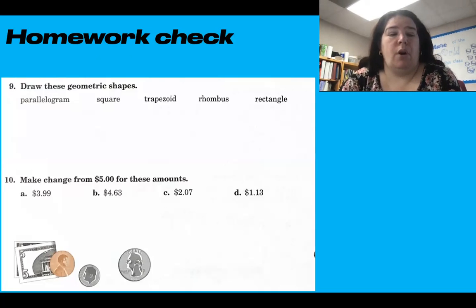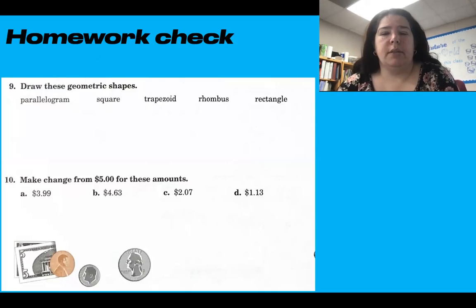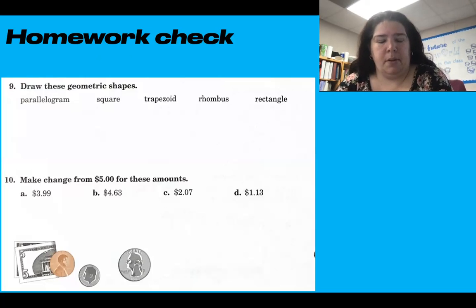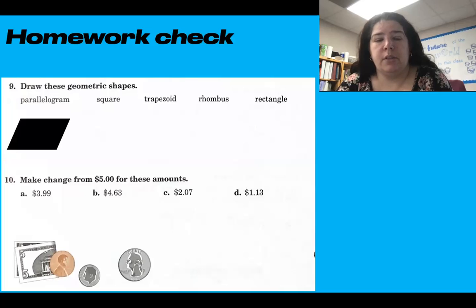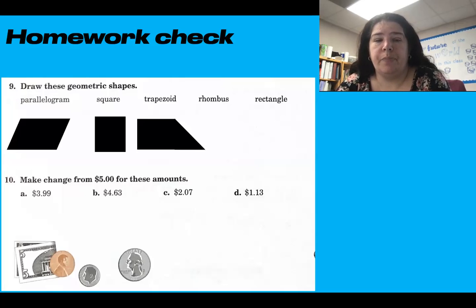All right, this was on your homework, actually 2 days ago, because yesterday you had a test. It says draw a geometric shape, parallelogram. Do you remember? Good. If you drew something like this, you'd be correct. Again, a parallelogram has two sets of parallel lines. How about square? All four sides are the same length. They all have right angles.